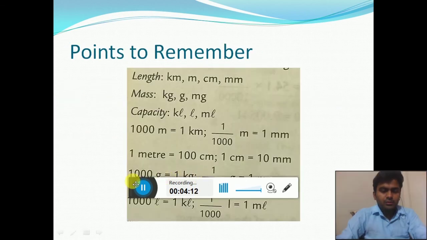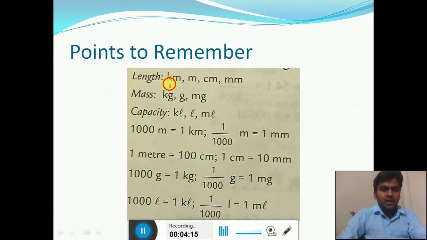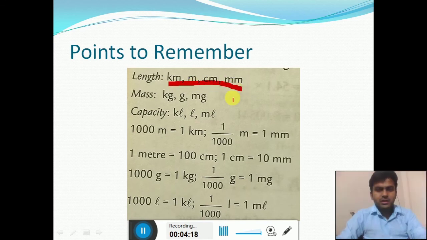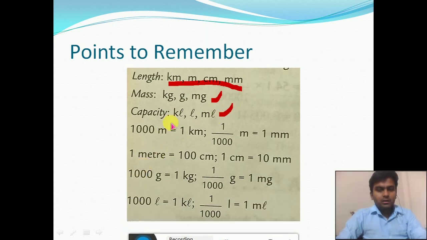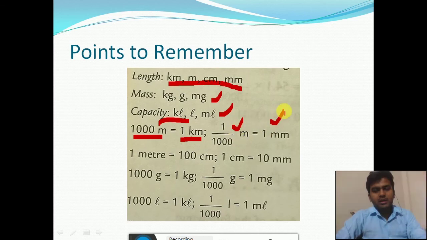Now points to remember: for length, km, m, cm and mm units are used. For mass, kilogram, gram, milligram units are used. For capacity or volume, liter, kiloliter, milliliter units are used. Now with the help of that diagram we can also say that 1000 meters equals 1 kilometer, or 1 kilometer equals 1000 meters, or 1 upon 1000 meter equals 1 millimeter. So easily we can convert one unit into another unit.